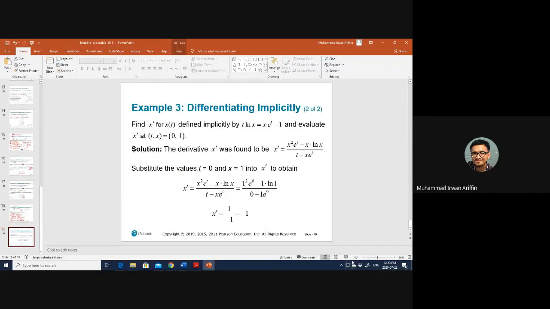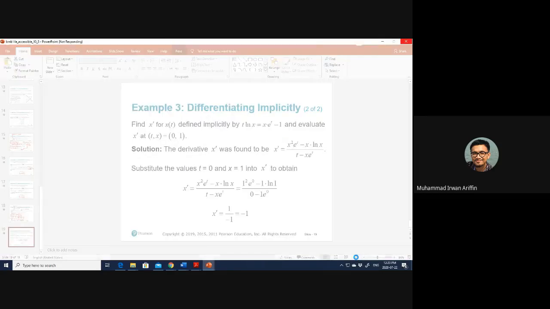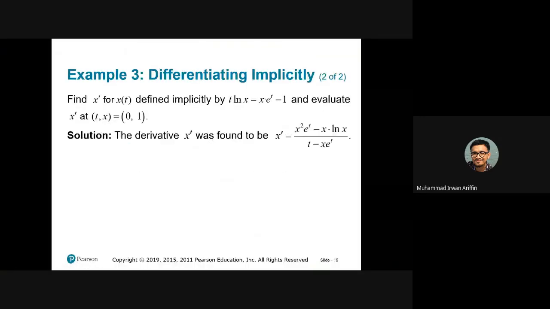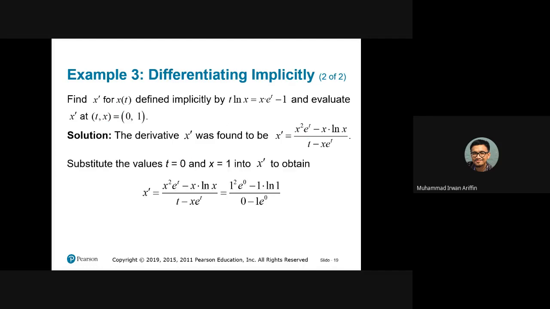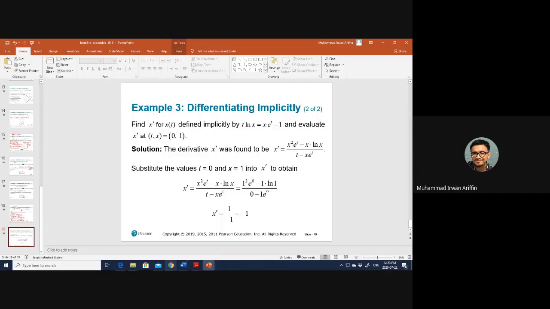Okay, so we were already at the last slides. So this is the slope of x prime. And what you need to do next is simply to evaluate this at this coordinate, where t equals 0 and x equals 1. So what you need to do is just substitute t equals 0 and x equals 1. And that's basically the end of implicit differentiation.